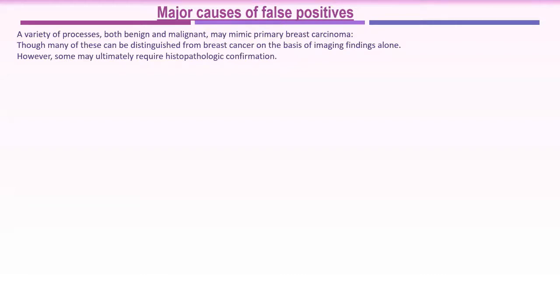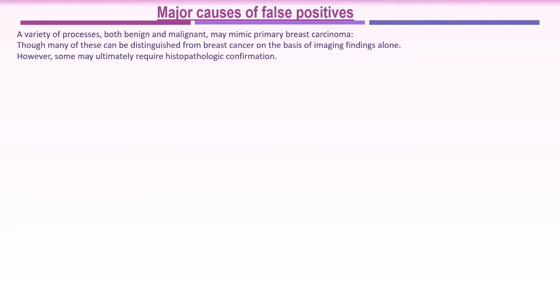So what are the major causes of false positive? There are many benign and malignant diseases of the breast that can mimic breast cancer. However, many of these can be sorted out based on imaging. Some could not be diagnosed until histopathological biopsy and histopathology diagnosis being performed.